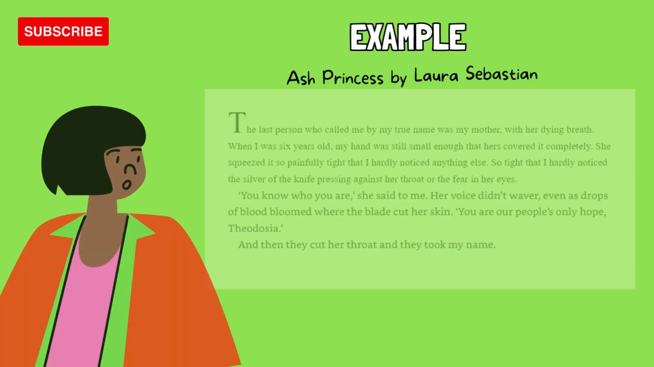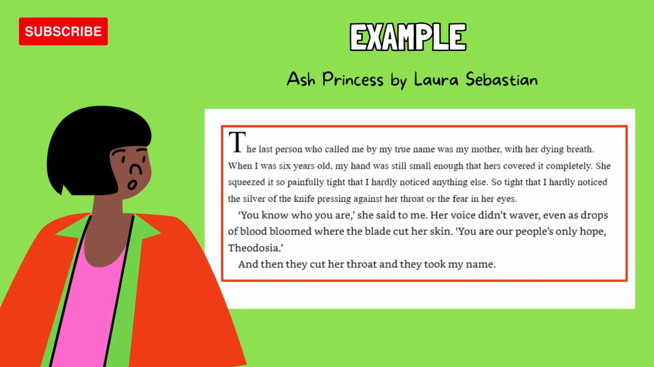For example, this prologue from The Ash Princess by Laura Sebastian effectively in just a few lines establishes a dark and violent world where the protagonist, Theodosia, lost her mother and her true name at a young age. The vivid imagery of her mother's hand squeezing hers and the description of the knife's pressure create a powerful emotional punch. The final line, "And then they cut her throat, and they took my name," is both shocking and intriguing, leaving the reader with unanswered questions about Theodosia's past and her future role as a potential symbol of hope.